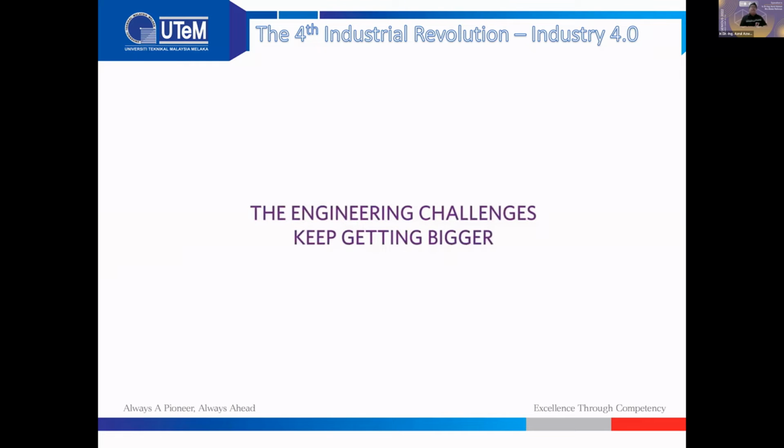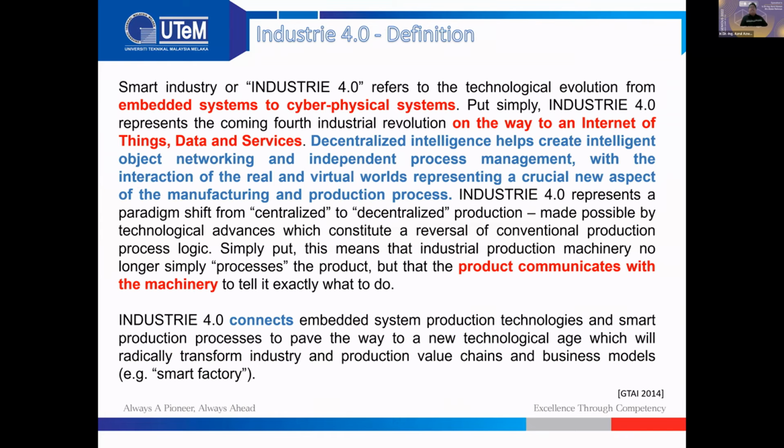So you can see that this video has already summarized Industry 4.0, but the real definition was given by the Germans themselves. At first, when they introduced Industry 4.0, the definition referred to the technological evolution from embedded systems to cyber-physical systems. It's a decentralized intelligence that helps create intelligent objects, networking, and independent process management, with the interaction of the real and virtual world representation a crucial new aspect of the manufacturing and production process.